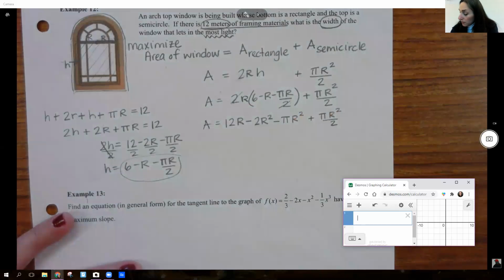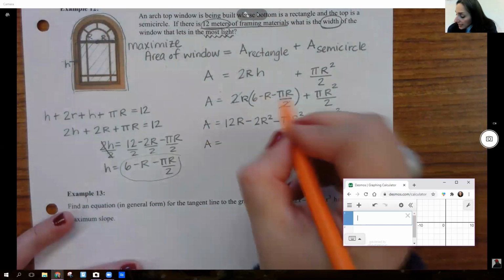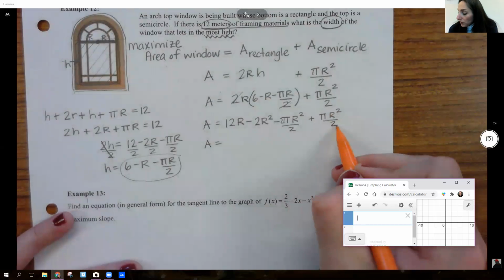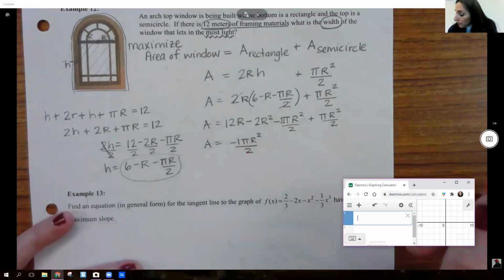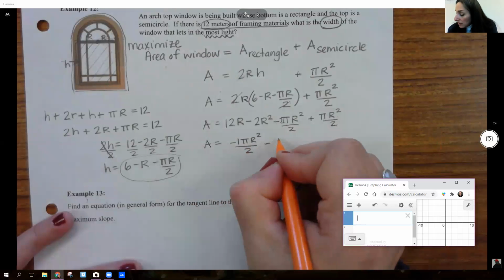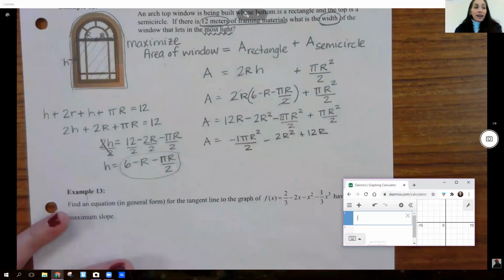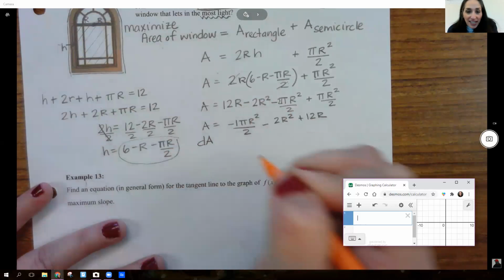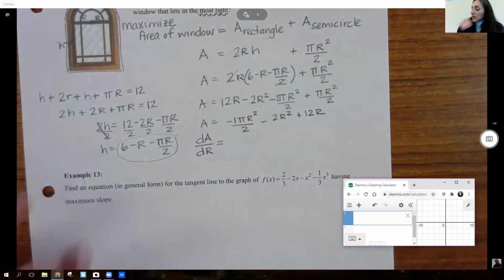Okay, so keep combining. Haven't taken a derivative yet. Let's see, negative 2 pi r squared over 2 plus pi r squared over 2 is going to be negative pi r squared over 2, minus 2r squared plus 12r. Yeah, that's lovely. So now take the derivative. Maybe we could have taken a derivative a really long time ago and saved us all that misery, but that's okay. All right, so power rule.